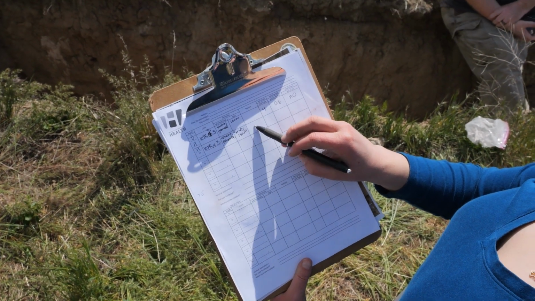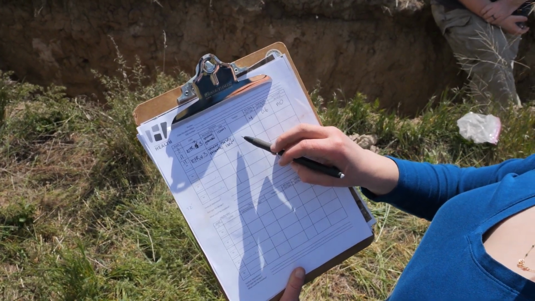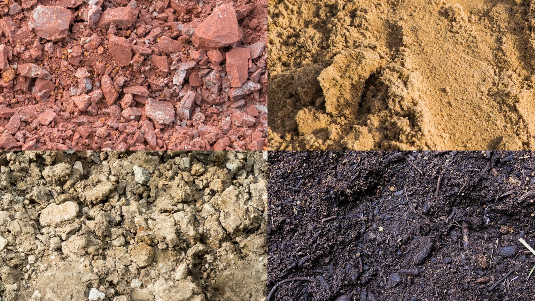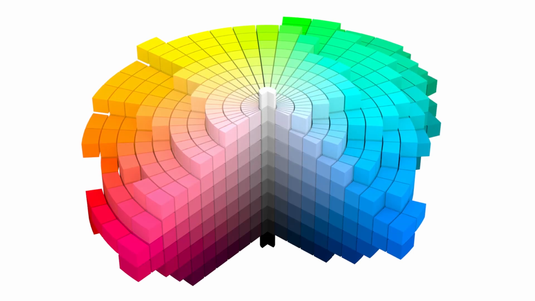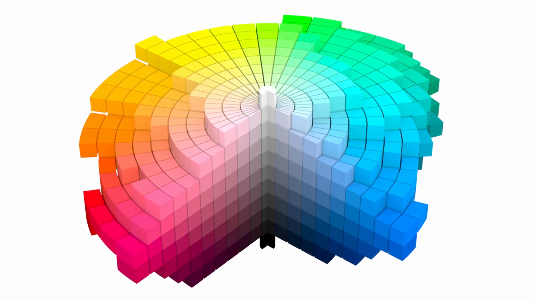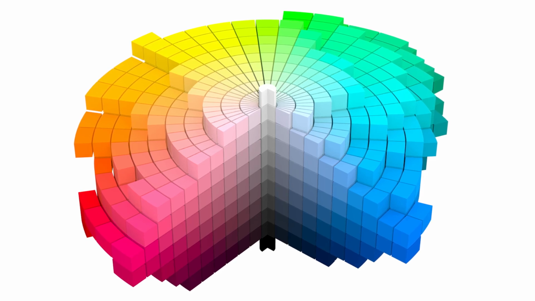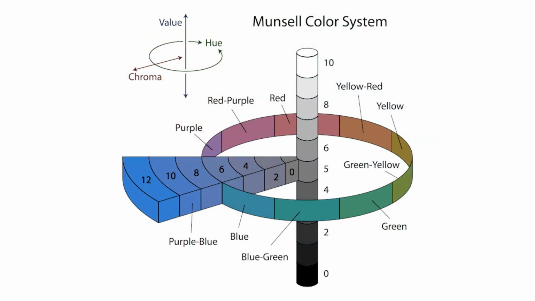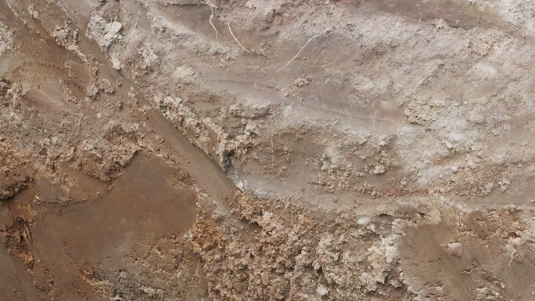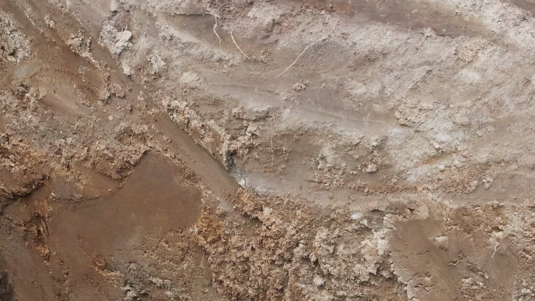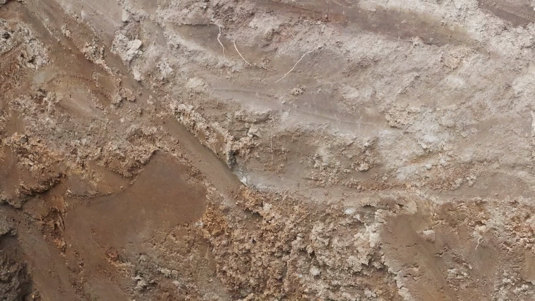There is one more piece of information you should be writing down for each layer of soil that you analyze, and that is the color. This doesn't just mean writing down brown or gray. The field of soil science uses the Munsell color system, which categorizes a color by hue, chroma, and value, in order to give a very specific data point about the soil. Hue is the basic color, chroma describes the intensity of the color, and value indicates how light or dark it is.